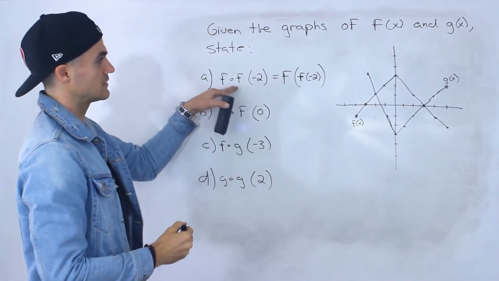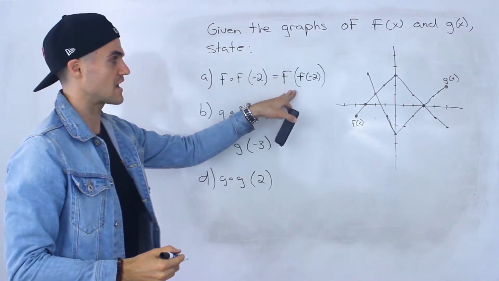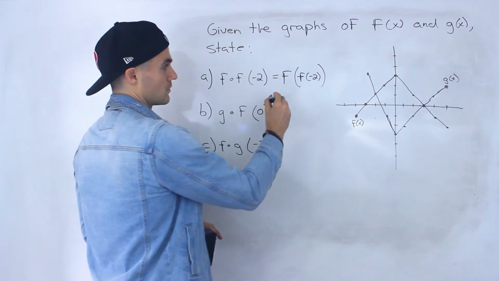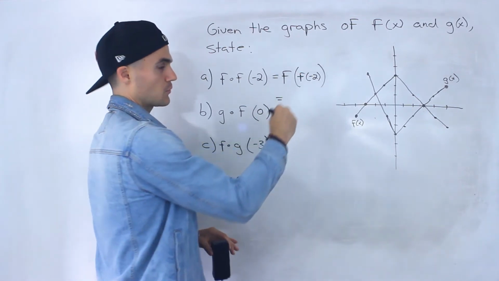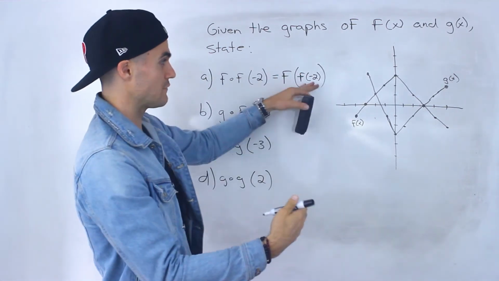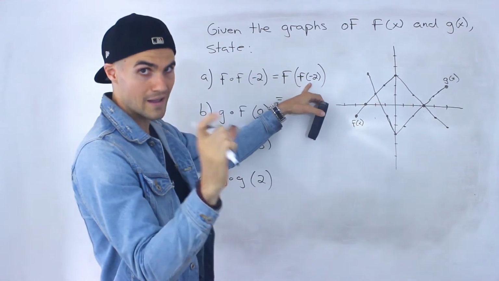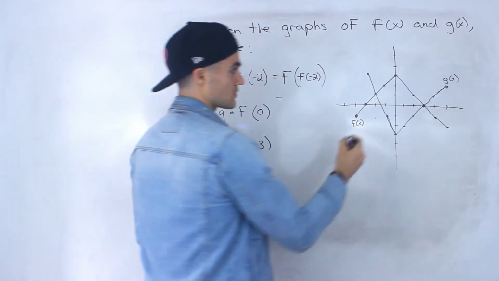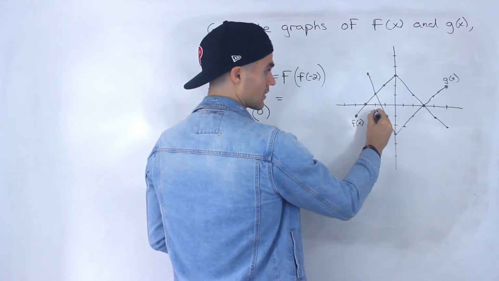If you see something in this format, it's the exact same as that format. I prefer to write it like this personally. What you do is you start with the inner function. What's f of negative 2 going to be? Well, f of negative 2 is the y value of f at an x value of negative 2. So we go to negative 2, which is here.